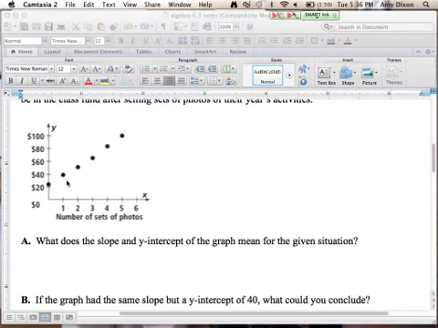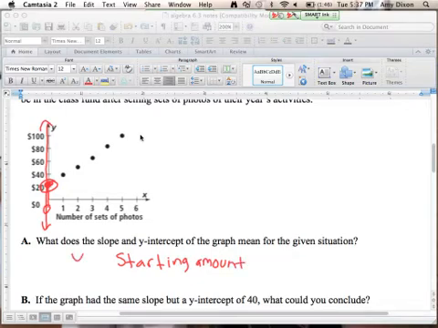The y-intercept, if you remember, is where the line crosses your vertical axis, or y-axis. Your y-axis is this one. Part A asks what the slope and y-intercept mean. Let's talk about the y-intercept. It's right here, at about $22 or so. What does that value tell us? The money here is how much they have in their account, and as they sell photo sets, that amount goes up each time. So this is the starting amount, because they haven't sold any pictures at this point, since we're at 0 here. That's what the y-intercept means.